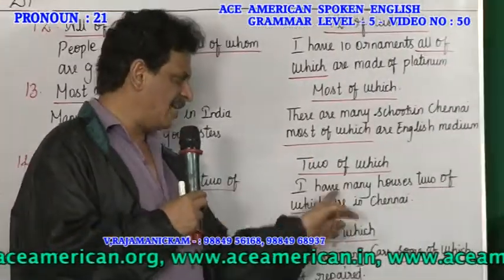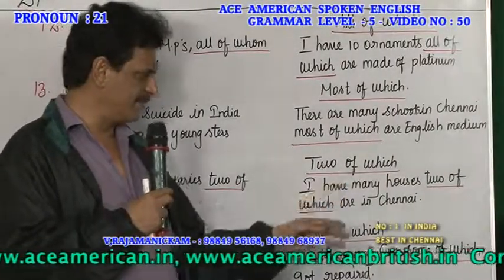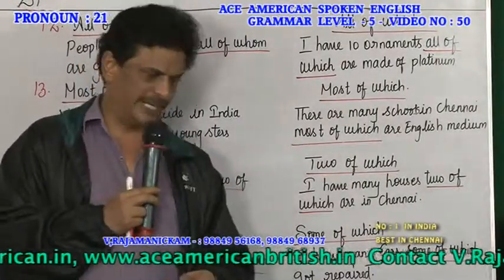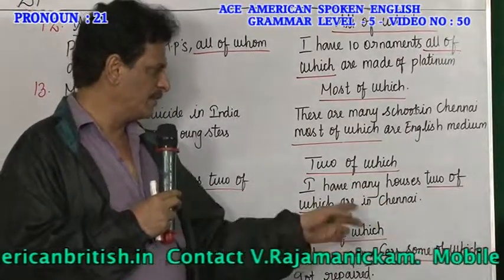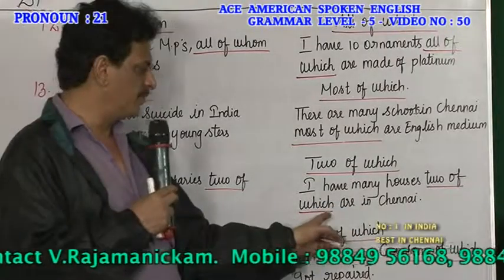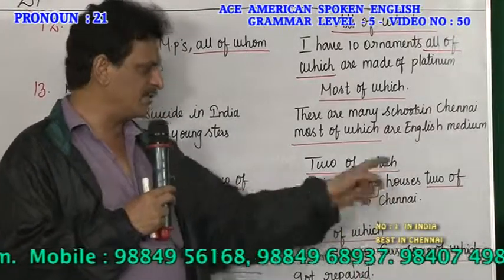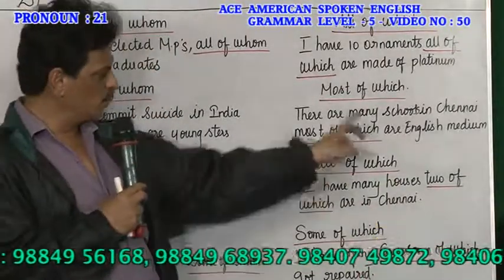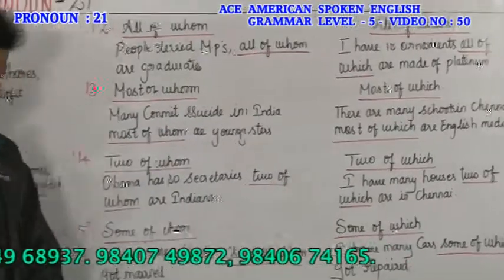Two of which. I have many houses. I is the subject, have is the verb. Have what? Many houses. So you want to mention the houses, so you are using which with a sentence. You need a verb to have a sentence. Two of which are in Chennai. So out of this, this which stands for many houses. So two of which are in Chennai. You got it, sir?